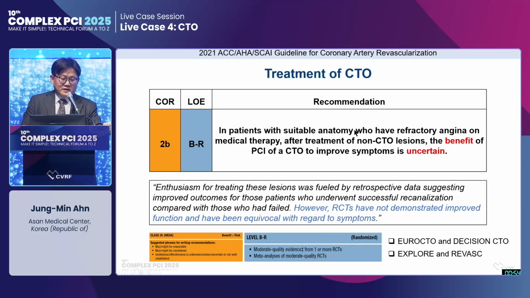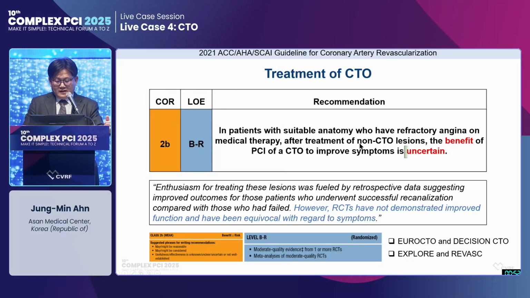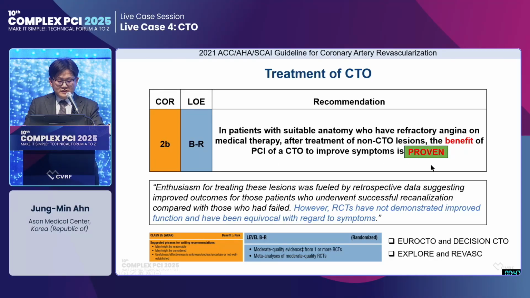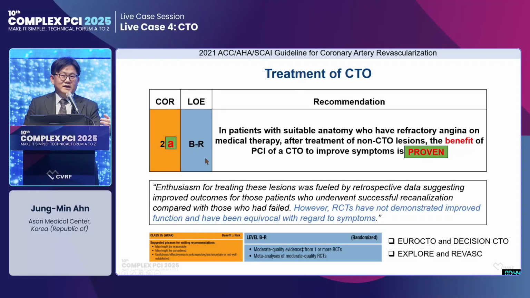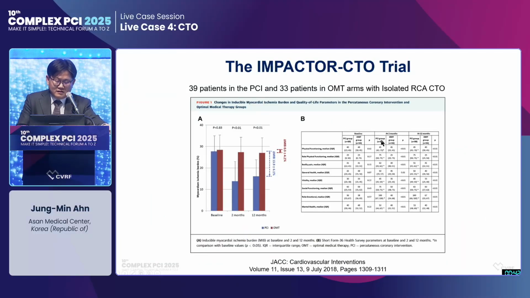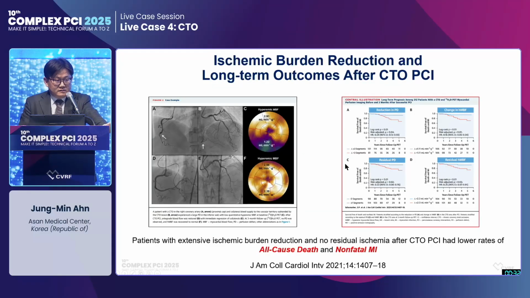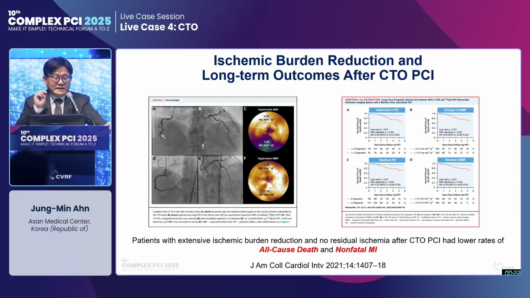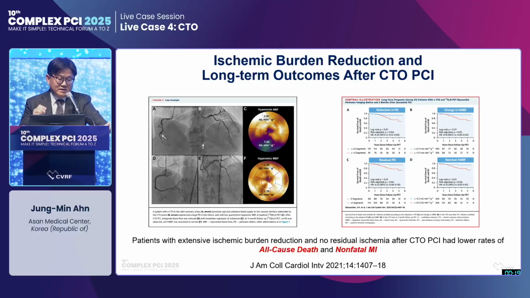So I believe that in the next guideline, CTO PCI for symptom improvement is proven and will become a 2A indication. Another interesting REGIS data show that if there is some ischemia, after CTO intervention the ischemic burden decreased. In addition, patients with a reduction of ischemic burden showed a better outcome. So before CTO intervention, objective documentation of ischemia is very important.